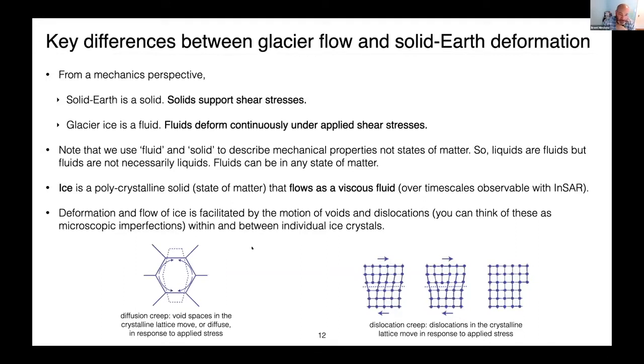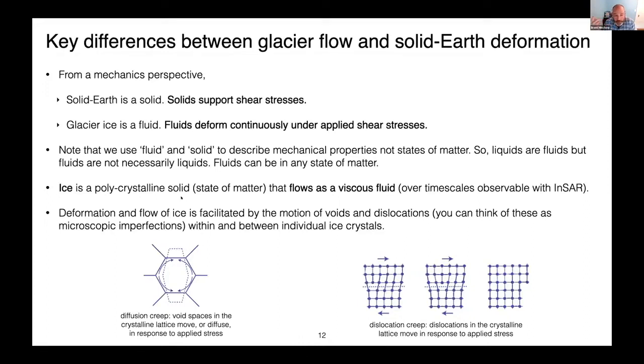But from a mechanics perspective, solid Earth is a solid. Solids are defined as things that can support shear stresses for relatively long periods of time. Glacier ice is a fluid, and fluids are defined as materials that deform continuously under applied shear stresses. And just make a brief note here that we use fluid and solid to describe the mechanical properties of materials and not the states of matter. Liquid is a description of the state of matter. Liquids are fluids, but fluids are not necessarily liquids. Fluids can be things that are in any state of matter: solid, liquid, gas, plasma.